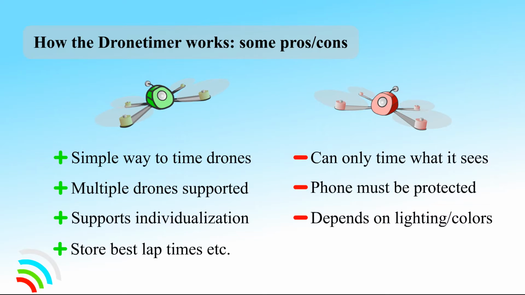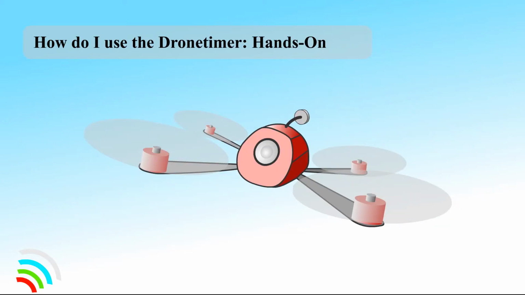On the pro side, with the drone timer, you have a simple way to time your drone. You hardly need any extra. You just need your smartphone, which you probably already have, and maybe some pieces of colored paper. You can time multiple drones. Currently, the drone timer supports up to 3 drones during a race, so you can easily race together with your friends, for example. The drone timer also supports individualization, which means that you can, for example, set names for the pilots of the individual drones. And of course, after a race, you can store the lap times of each individual pilot and of the overall race.